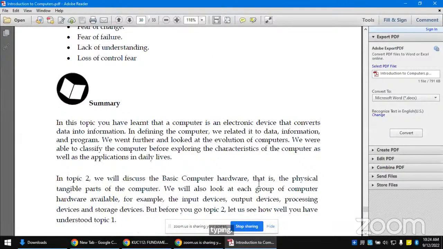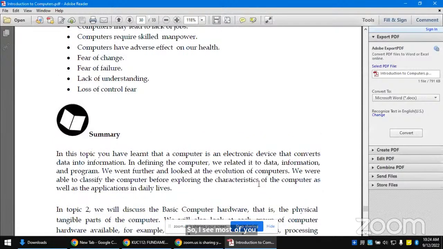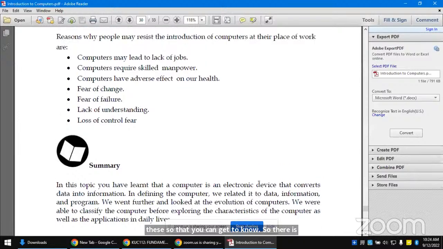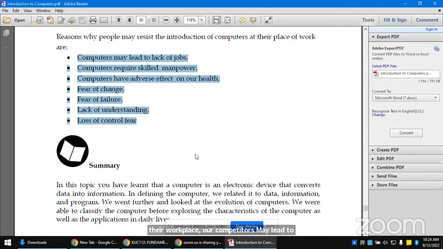So I see most of you are very right, and I'll just pass through this so that you can get to know. The reasons why people may resist the introduction of computers at their workplace are: computers may lead to lack of jobs, computers require skilled manpower, computers have adverse effects on their health, fear of change, fear of failure, lack of understanding, and loss of control. Most of your answers I've looked through are okay.